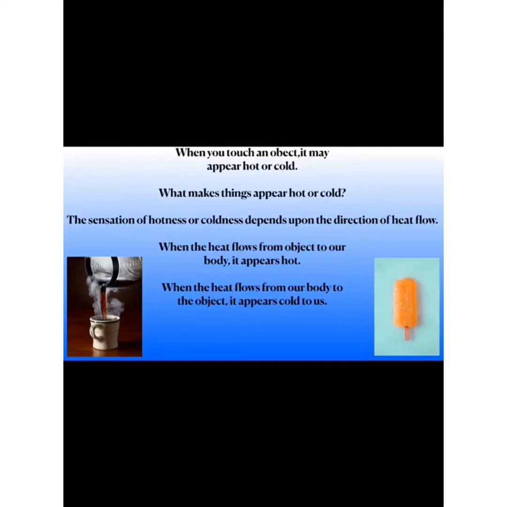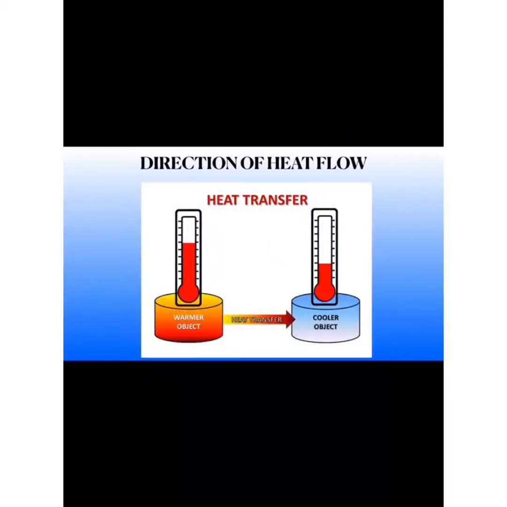When the heat flows from our body to the object, it appears cold to us. It means our body is at a higher temperature and the object is at a lower temperature, and heat flows from our body to the object and it appears cold to us. You can see the warmer object is transferring the heat to the cooler object.